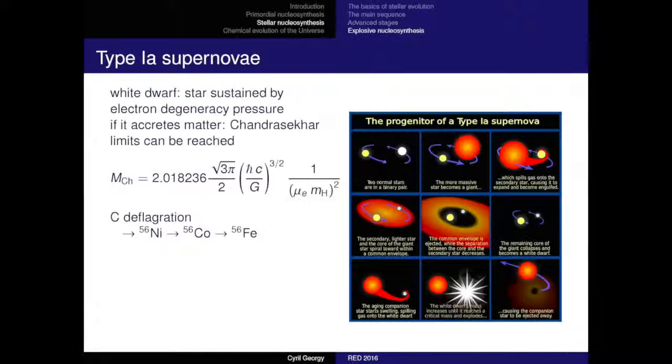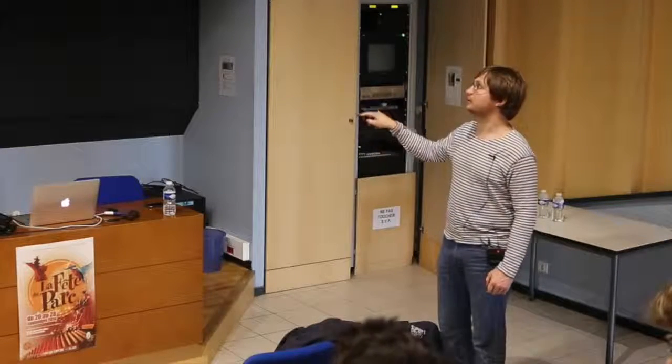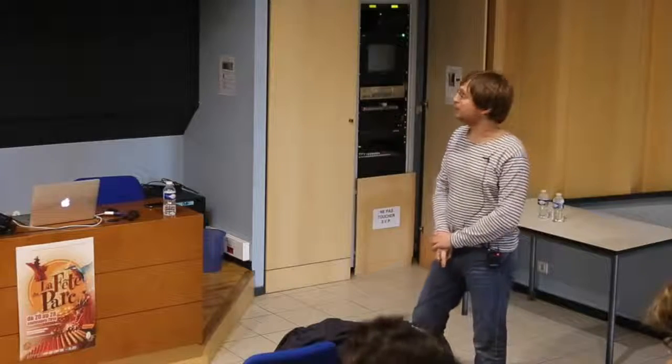Then, depending on your mass, you will end up in different kinds of end states. The low mass stars will end as a white dwarf, as I mentioned. And these stars are mostly sustained by the electron degeneracy pressure. And some of these white dwarfs will be in binary systems. So basically 2 stars that are rotating around each other.